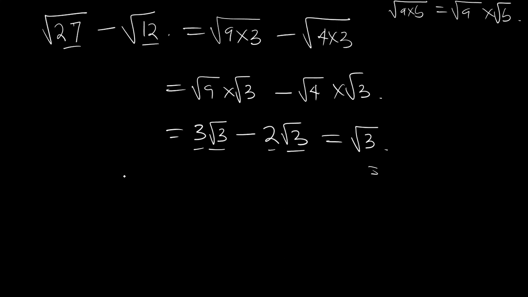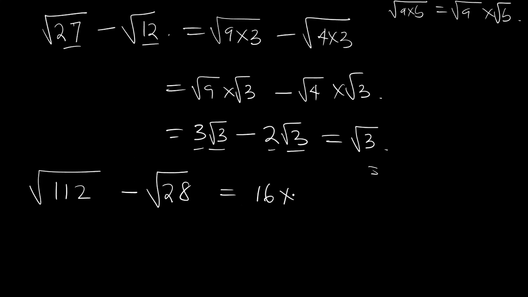Now you have, let's say for instance, the square root of 112 minus the square root of 28. Now the square root of 112, you can now say, let's say 16 times 7 is the same thing as 112. So the square root of 16 times 7 is 112, minus the square root of 28. Now 28 is the same thing as 4 times 7. So the square root of 4 times 7 is the square root of 28.